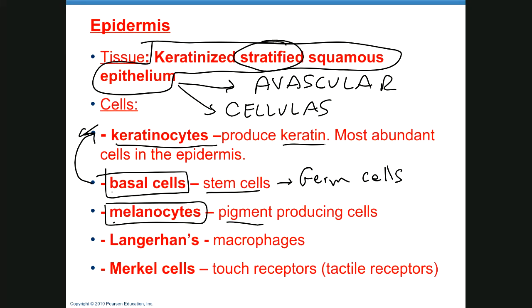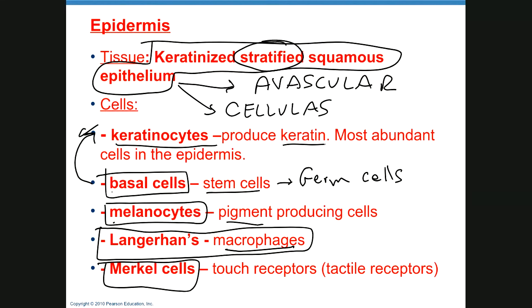A population of immune system cells called Langerhans cells, which are macrophages, are also found in the epidermis. And then finally, the epidermal layer also has some touch receptors. Most of the touch receptors are going to be on the dermis, except for the Merkel cells, which are found on the epidermis.